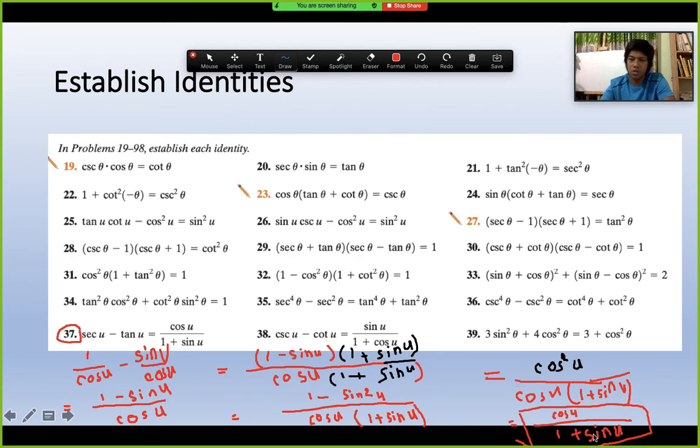So this is how, these are some examples of how we can establish the identities. In the book also they have shown a lot of examples of how to establish the identities, and you feel free to have a look there.